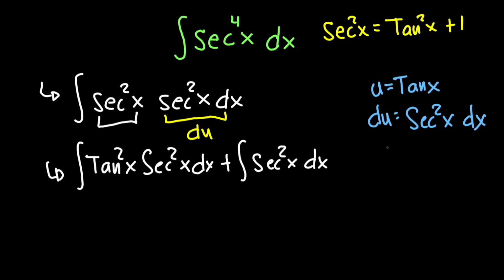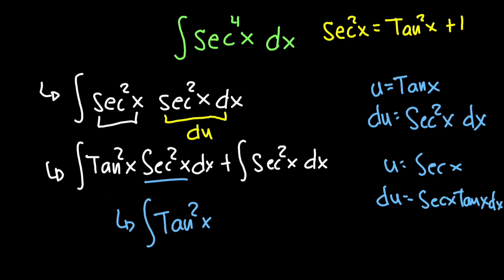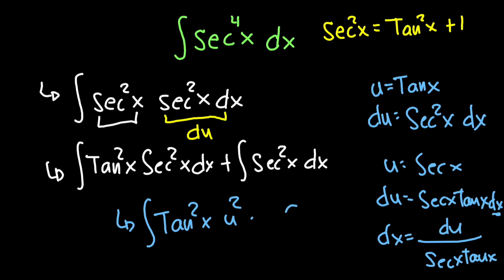For example, if you use u substitution here, let's say it is secant of x, the derivative of secant of x would be equal to secant of x tangent of x, and multiply this by dx. So, if you substitute it into this equation, this would be the integral of tangent squared of x multiplied by secant x. Since what we use here is u equals secant of x, this would be u squared, and multiply this by the value of dx. Transpose secant x tan x to the other side. So dx right here would be equal to du over secant x tangent of x.